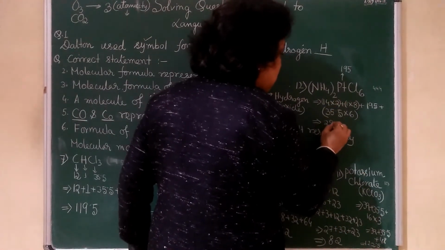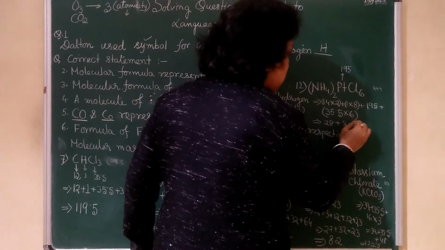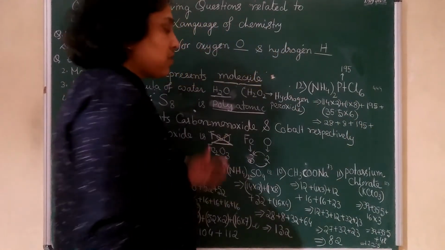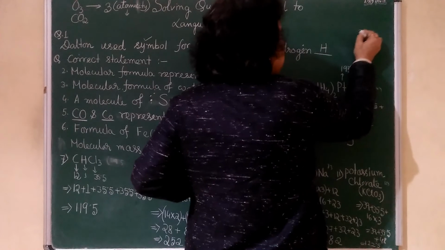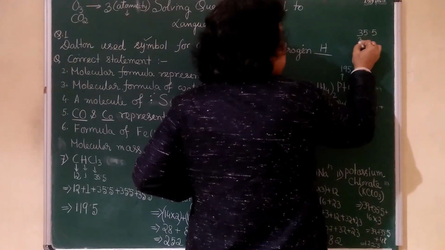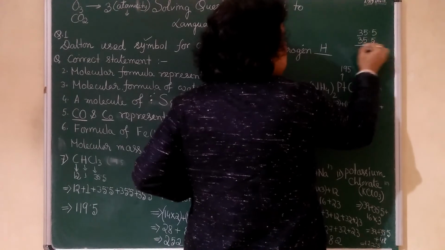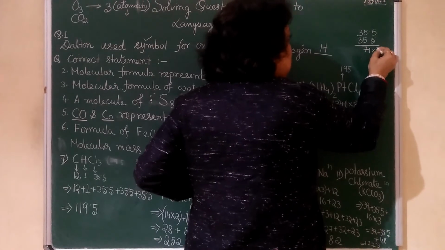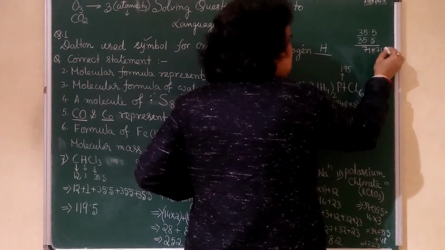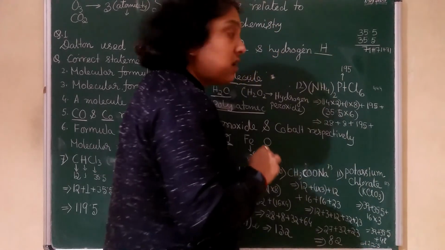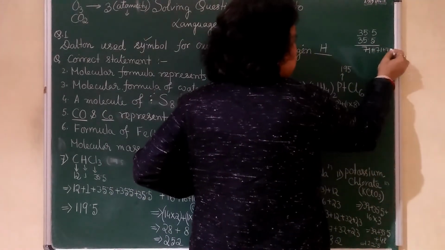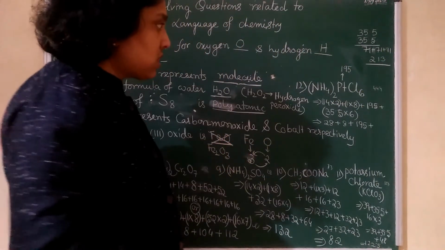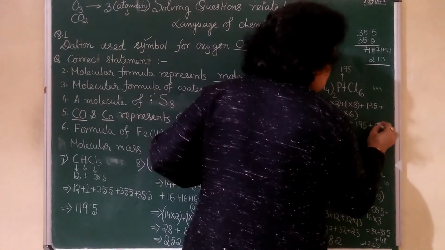So 14 into 2 is 28, plus 8, plus 195, and 35.5 multiplied two times is 71. So for one more time 71, one more time 71, it comes to three times. Right? So it is easy. Okay. So 3 times 71 is 213. This is 213.